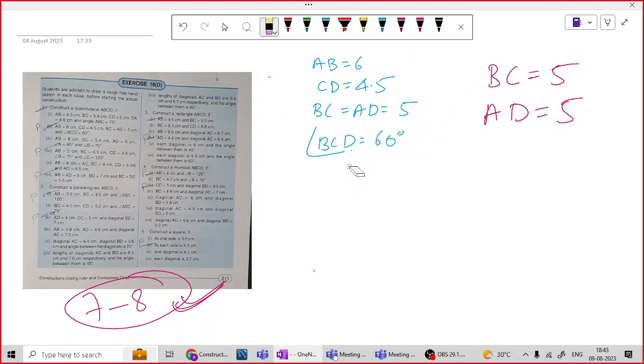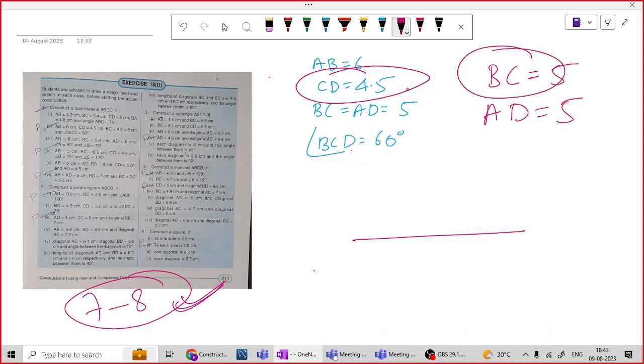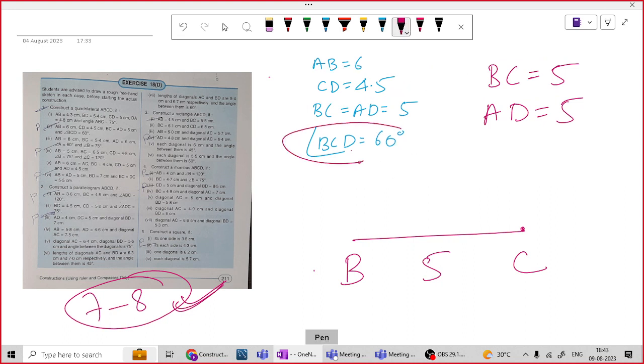Okay. Now tell me which angle should be on the base? Angle C, right? So which one shall I take? Which is greater out of CD and BC? BC is greater. So draw the BC straight line. BC is 5. And where will you draw 60 degrees? On B or C? Which is in between? On C. So draw an arc like this. You cut. This becomes 60 degrees.